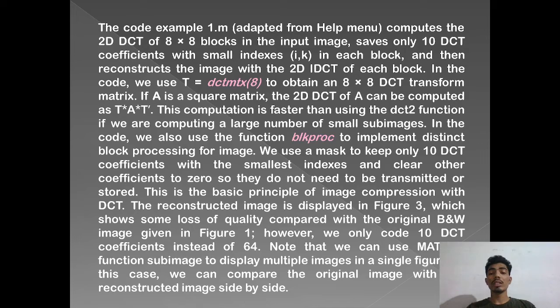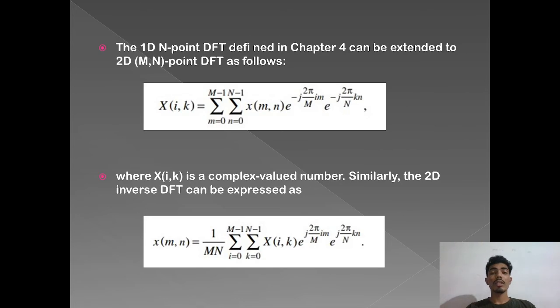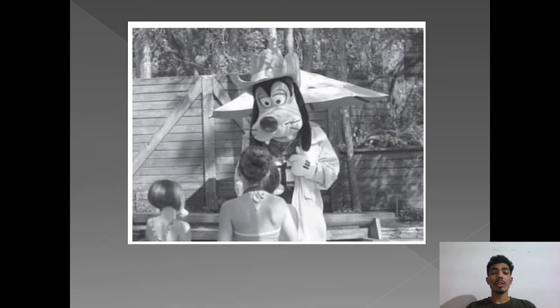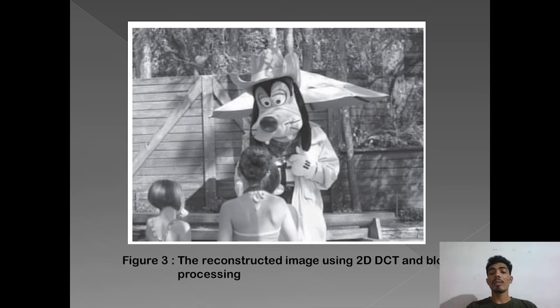So this is the process we are going to do on the image. Next, these are also formulas: the one-dimensional N-point DFT defined in the chapter can be extended to the two-dimensional M by N point DFT as follows. So now this is the image when we did the operations of the 2D DCT block. This image comes under the picture.